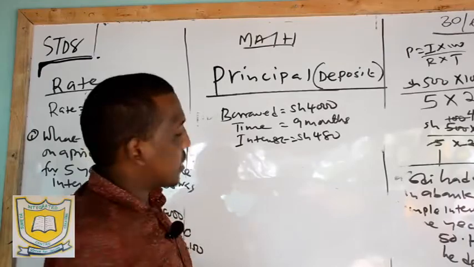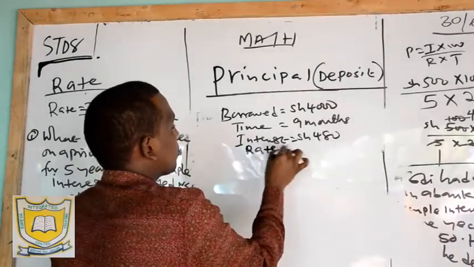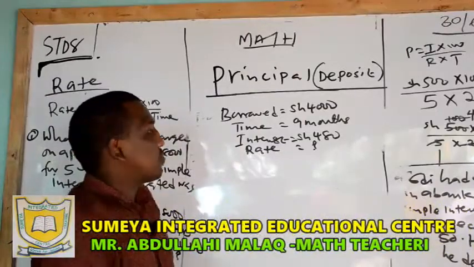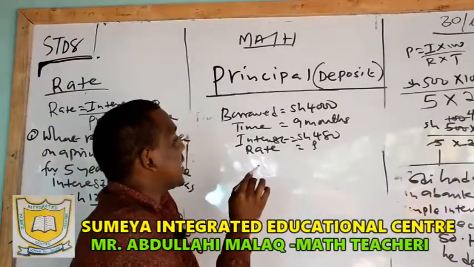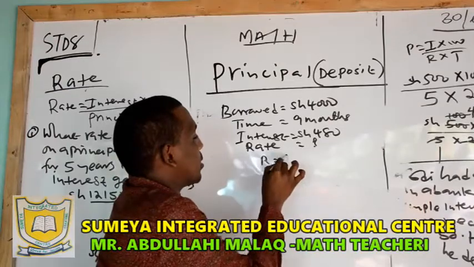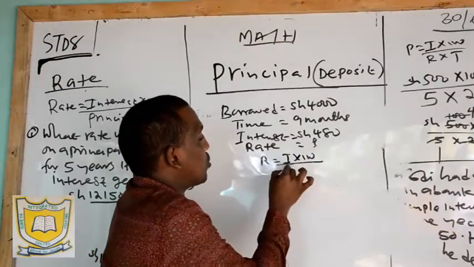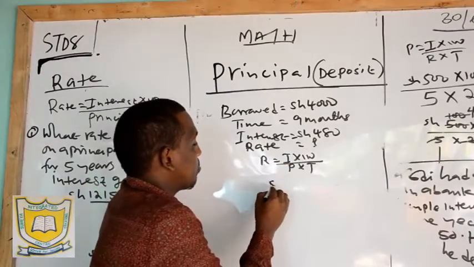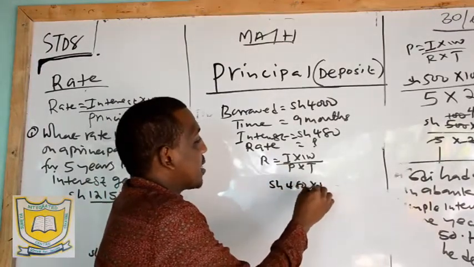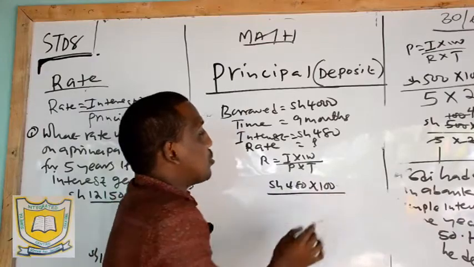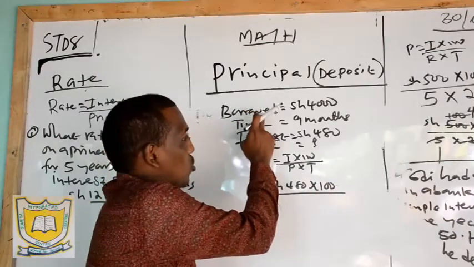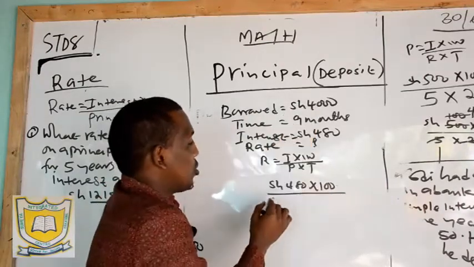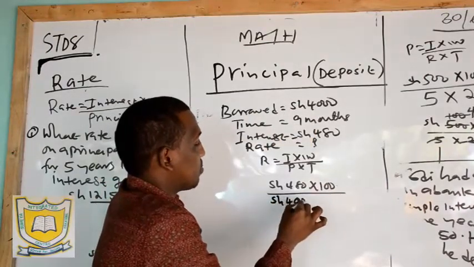Then you are told what rate. They are asking the rate now. So rate is equal to interest times 100 over principal times time. Interest 480 times 100 is the formula. Over the principal borrowed, the amount the person has borrowed or deposited. Principal and deposit are the same. Now principal is 4,000.